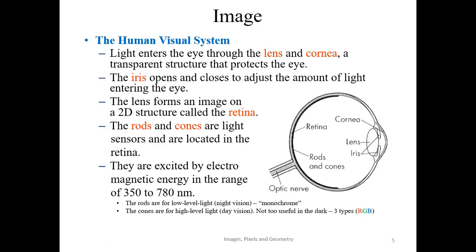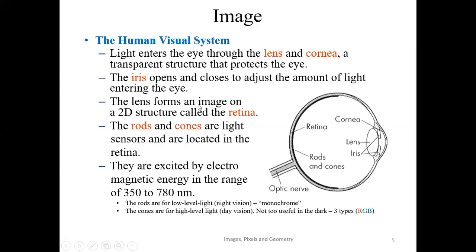Now, first of all, this is an image of the human eye. In the human eye, we have this visual system where light enters the eye through the lens and cornea. So this is our lens and this is the cornea. Whenever we look at an object, light enters our eye through the lens and cornea, a transparent structure that protects the eye. The cornea protects our eye from getting any harm. The iris opens and closes to adjust the amount of light that enters the eye. So this is the iris, as you can see. It controls the amount of light that can enter.